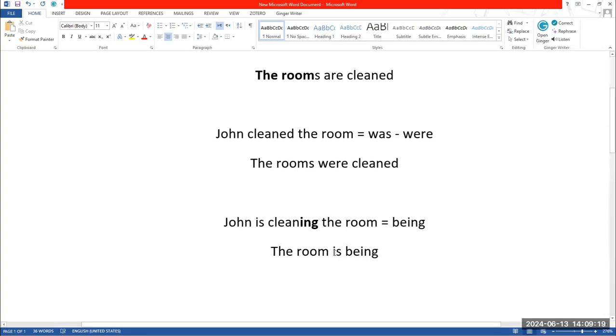This is a present continuous. I kept the tense. I didn't change it. So notice, is cleaning is present continuous. Is being is present continuous. I didn't change the tense. Being, what does being mean? Being. Ali, all the passive voice is about verb to be.